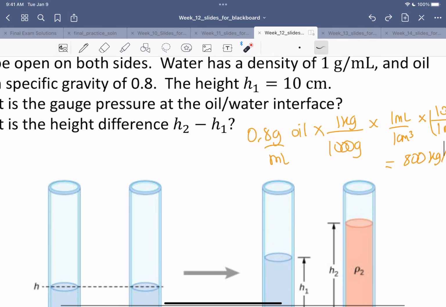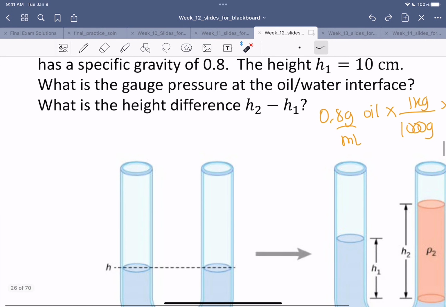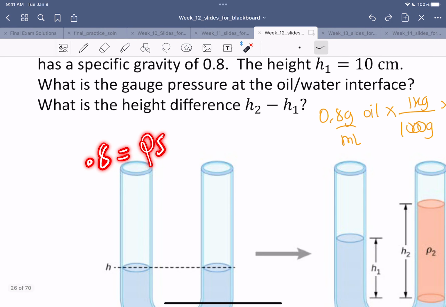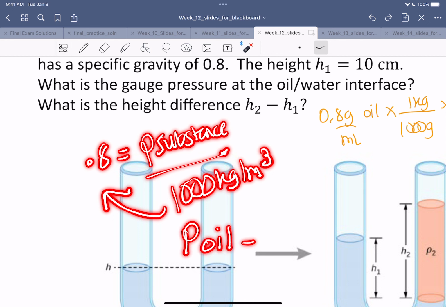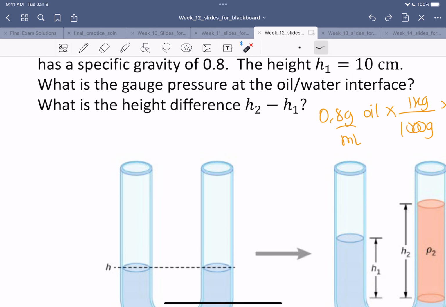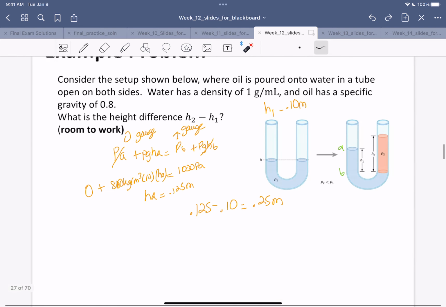So if I have this specific gravity of 0.8, then I know 0.8 equals density of the substance, which is the oil, divided by density of water. I know that the density of water is 1,000 kilograms per meter cubed. So if I just multiply over 1,000, I can get the density of oil. And the density of oil in that case will just be 800 kilograms per meter cubed, right? Make sense? So that's my density of oil there.